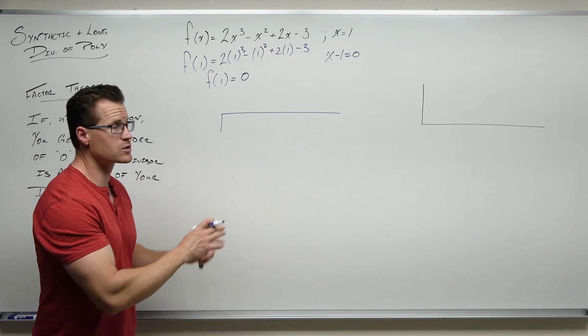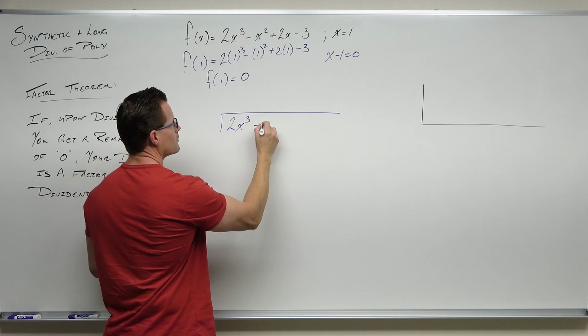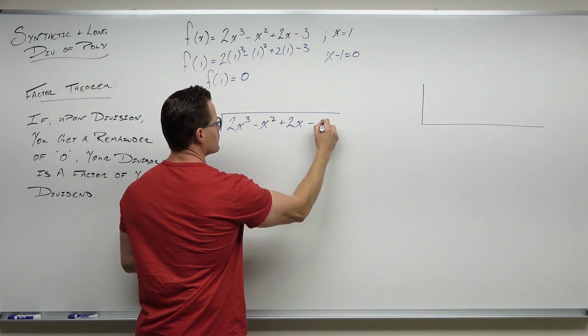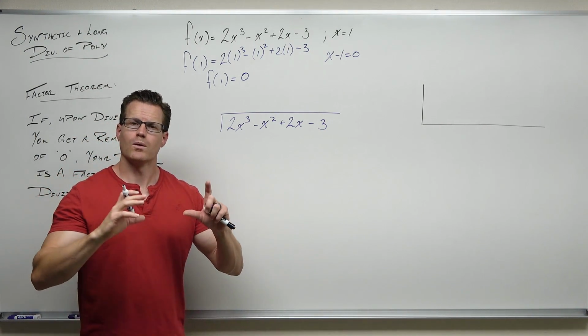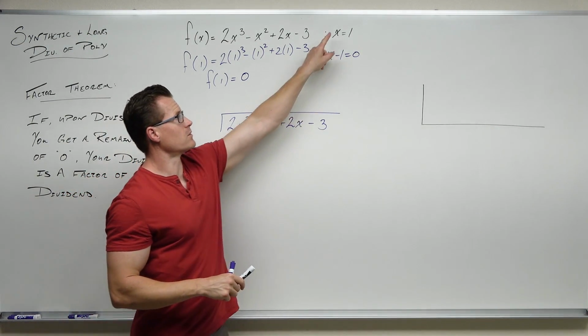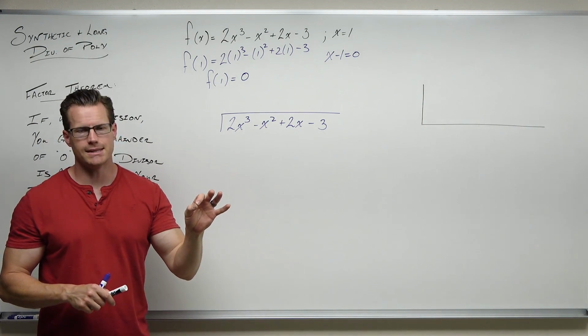Here we're not missing anything. So we're going to write the polynomial. And then we're going to write the factor that we're dividing. So one time all the way through, we are going to be checking to see whether this number creates an x-intercept. If you get 0, it does.